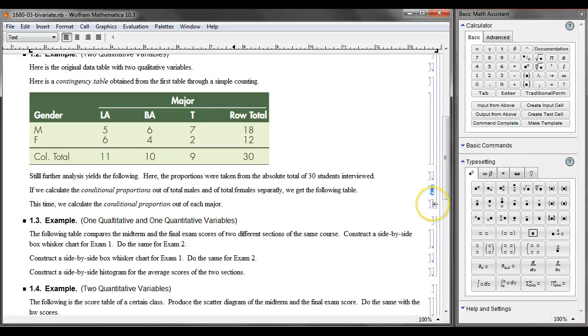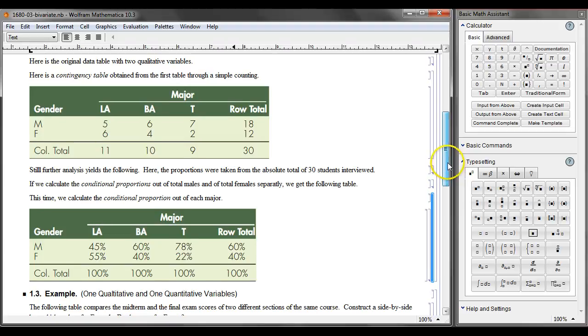What if we change our condition? Instead of putting our conditions into gender, we just put those into major first. Out of 11 liberal art majors, 5 of them are male. So let's forget about the other 19 students and just look at 11 liberal art majors. So what do we get? 5 divided by 11, which is about 45%. That's how we get conditional proportion. This time the condition is the major and a proportion of the gender.